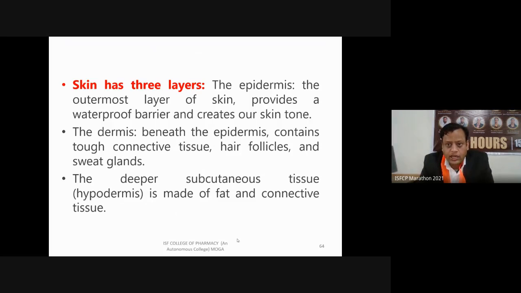The epidermis, the outermost layer of the skin, provides a waterproof barrier and creates our skin tone. Next is the dermis, beneath the epidermis, which contains connective tissue, hair follicles, and sweat glands. The deeper subcutaneous tissue, the hypodermis, is made of fat and connective tissue.